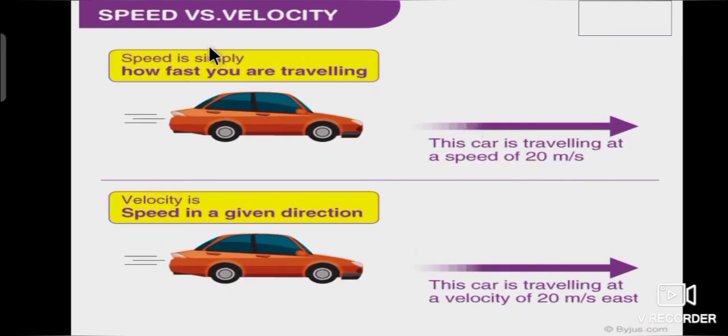Then tell me, what is speed? Speed is simply how fast you are traveling. See the picture. This car is traveling at a speed of 20 meters per second. Then what is velocity? Velocity is speed in a given direction. See the picture. This car is traveling at a velocity of 20 meters per second in east.